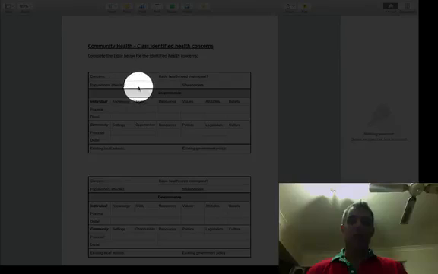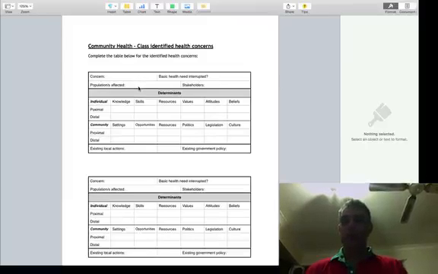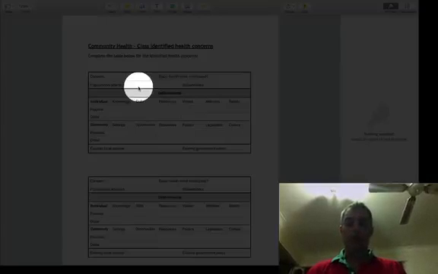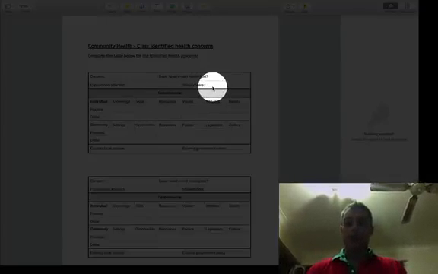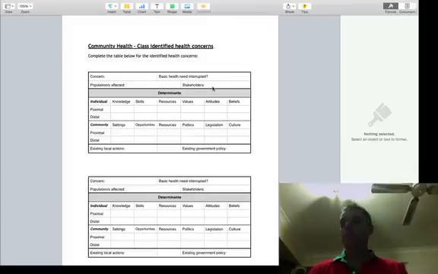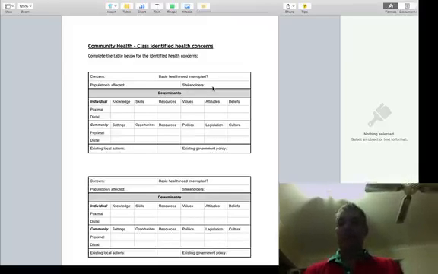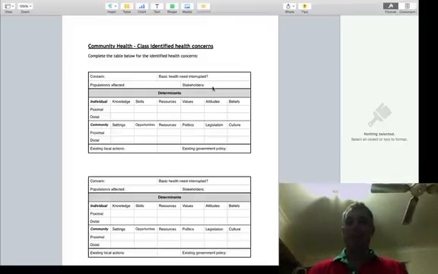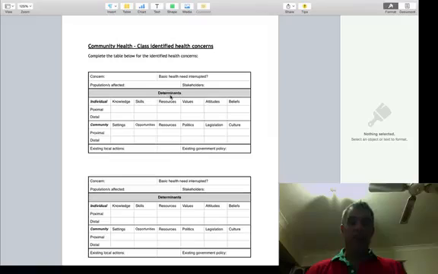Also identify the population or populations that are affected by this health issue. Could be more than one population. And then the stakeholders. Now stakeholders have a responsibility but may not be affected by it. So responsibility means that they can change something about the issue to improve health. And then you're going to look at the determinants.